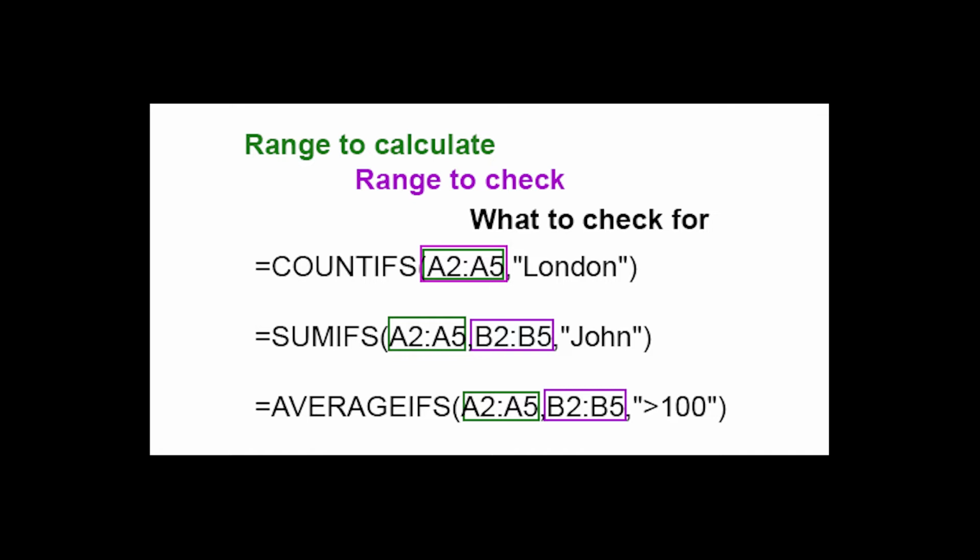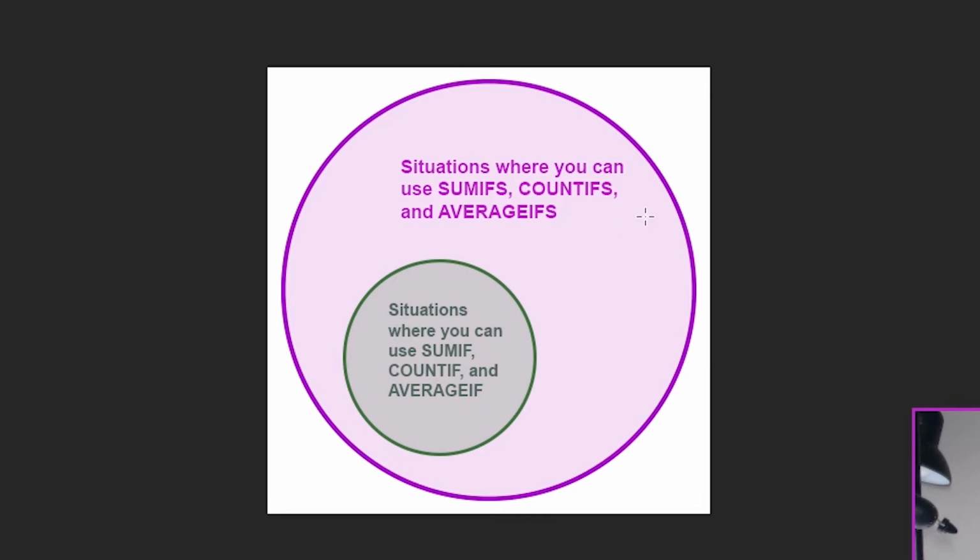Another nice thing about SUMIFS versus SUMIF is that if I really wanted to, I could actually check the same range that I'm calculating. All I would have to do is, instead of having different ranges in the green rectangle and the pink rectangle, I can just put the same range in both of them. I mean, maybe that's a little weird. So maybe if you only want to check the same column that you're calculating, in that case, I would say, yeah, go ahead and use SUMIF. But as soon as you need to check a different column, just get rid of SUMIF and go straight to SUMIFS. SUMIFS, COUNTIFS, and AVERAGEIFS can do everything that SUMIF, COUNTIF, and AVERAGEIF can do, and more.